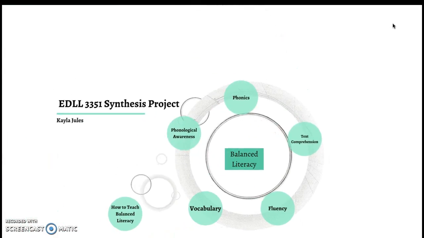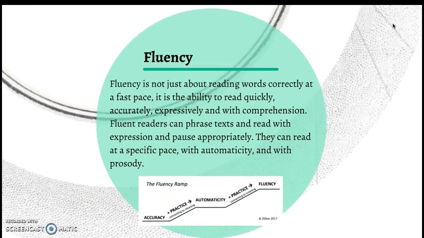The fourth of the big 5 is fluency, which falls under both decoding with phonological awareness and phonemes, and under comprehension with vocabulary and text comprehension. Fluency is not just about reading words correctly at a fast pace. It is the ability to read quickly, accurately, expressively, and with comprehension. They can read at a specific pace with automaticity and with prosody. There are 6 dimensions of fluency: pausing, phrasing, stress, intonation, rate, and integration. There are also 3 main factors that contribute to fluency: language knowledge, background knowledge, and word identification skills. What is being read and the amount of practice with the text also can be factors affecting fluency, which is done through guided reading, read-alouds, and shared or independent reading.